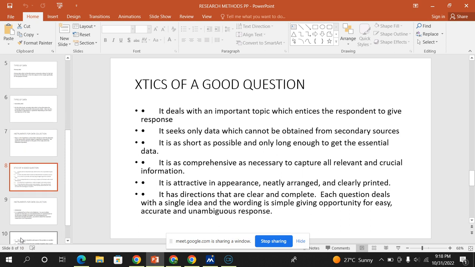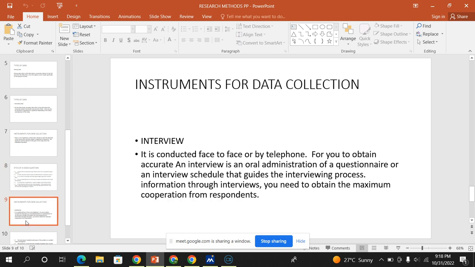So the first thing we start with is interviews. Interviews are conducted face to face or by telephone. An interview is an oral administration of questionnaire or schedules that guides the interviewing process. To obtain information through interviews, you need to obtain the maximum cooperation from the respondent. Here you talk one-on-one with the interviewee, whereby you ask a question, then the person you are asking gives the response.